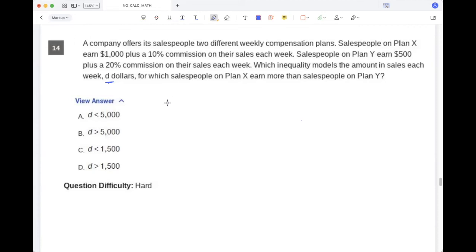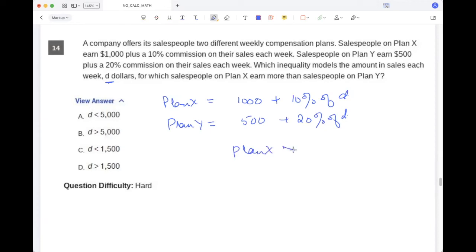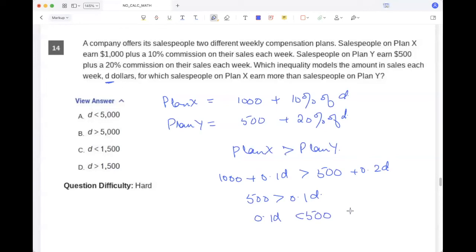Okay, so plan X would be $1,000 plus 10% of D, and plan Y would be $500 plus 20% of D. So plan X has to earn more than plan Y. So 1000 plus 0.1 D should be greater than 500 plus 0.2 D. So 500 should be greater than 0.1 D, or 0.1 D is less than 500. So D is less than 5000. So option A.